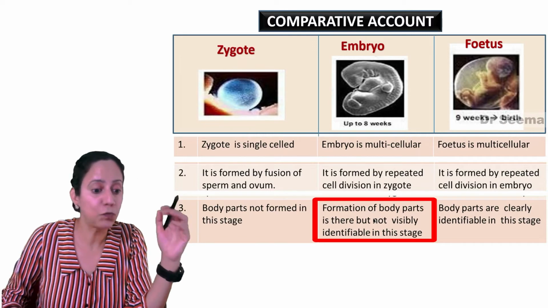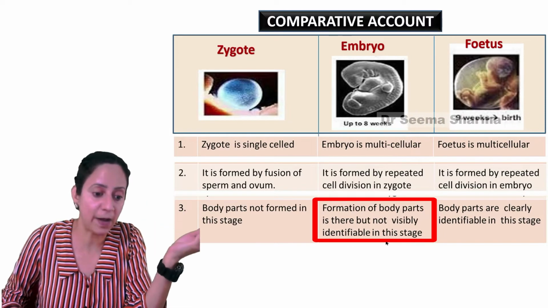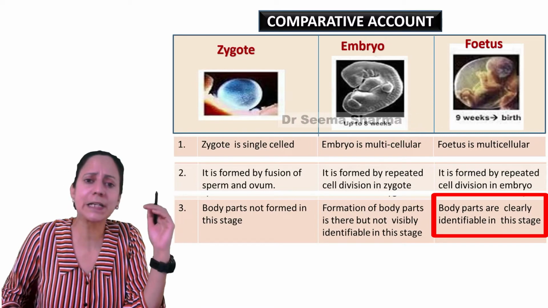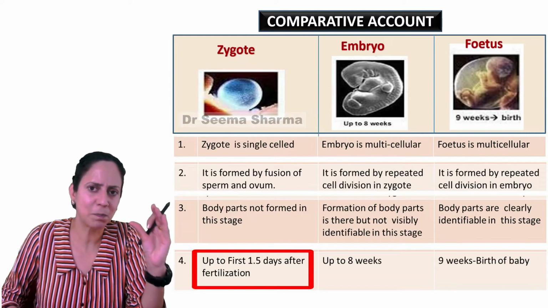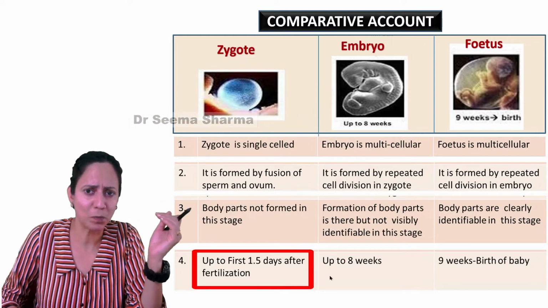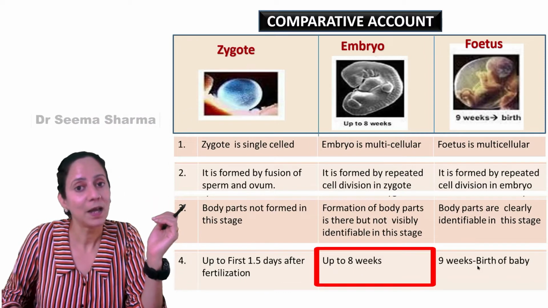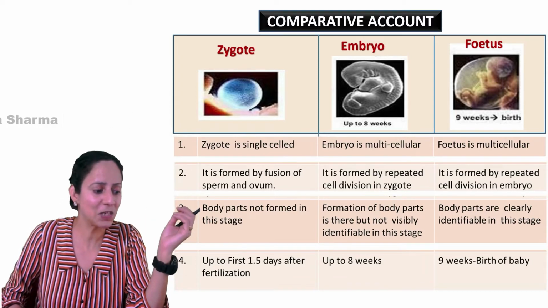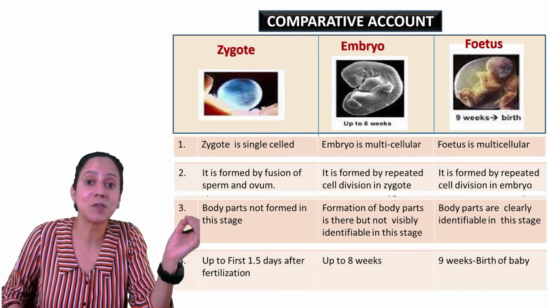Third point, in the case of zygote stage, body parts are not formed. In the case of embryo, formation of body parts is there, but they are not visibly identifiable in this stage. Whereas in the case of fetus, body parts are clearly identifiable. Fourth point, zygote is the shortest part of embryonic development in human beings, just 1.5 days. And thereafter up to 8 weeks, it is embryo. And from the 9th week till the baby is delivered, it is called fetus. So these are the basic structural and functional differences between these three important terms: zygote, embryo, and fetus.